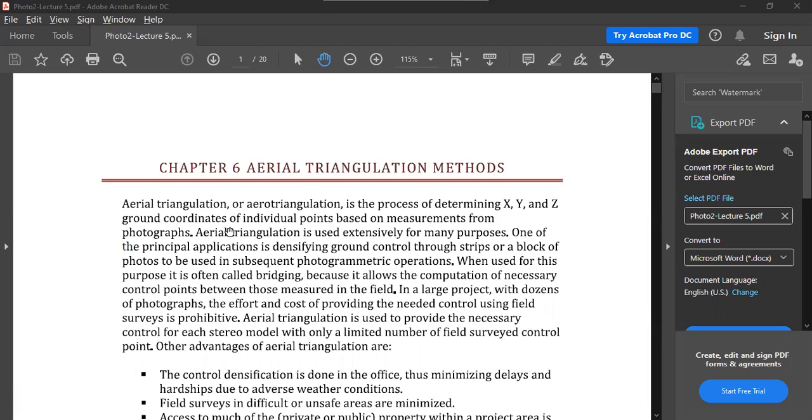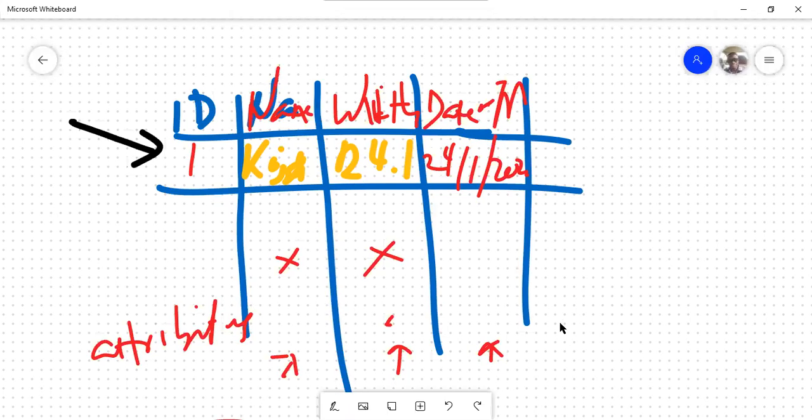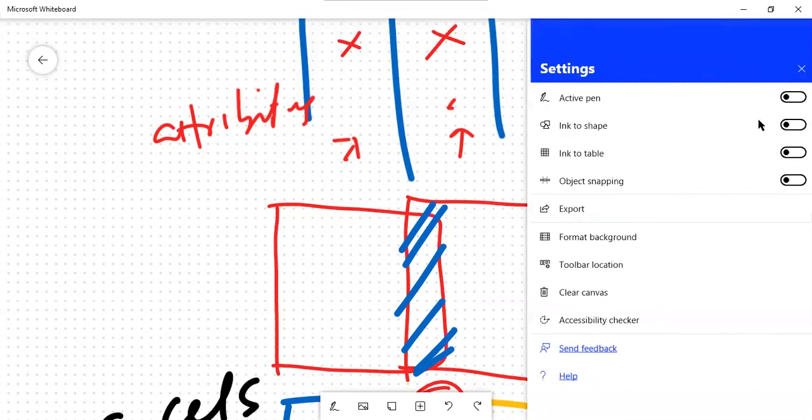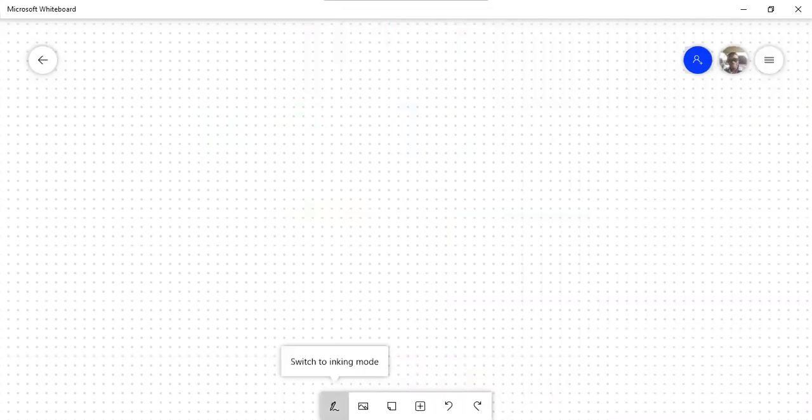So aerial triangulation is used extensively for many purposes. Like I said, one of the principal applications is identifying ground controls through strips or blocks of photos to be used. So in other words, I'll be going to a whiteboard in a minute to show you what I really mean by identifying the controls using photographs. Let me clear it up.